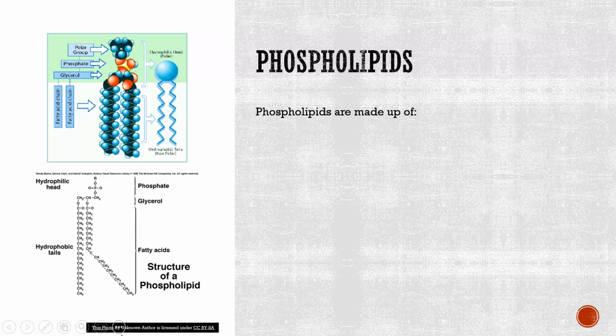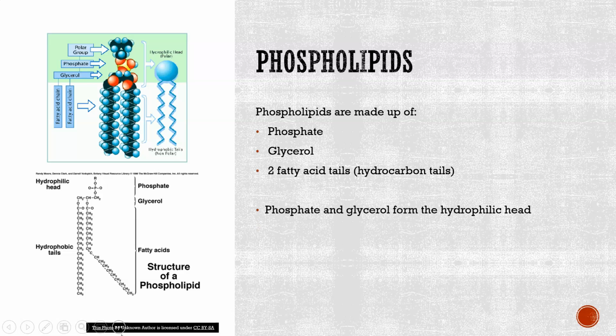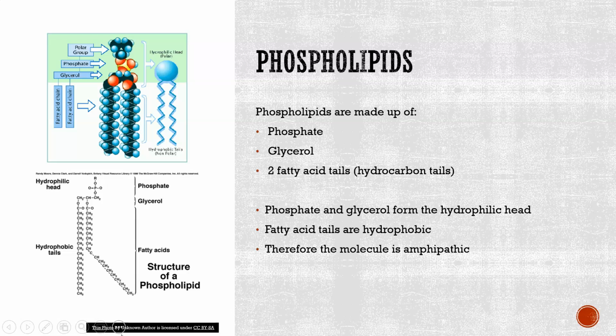Alrighty, so we've got those terms, but what is our phospholipid actually made up of? We've got a phosphate, we've got glycerol, and we've got two fatty acid tails, our hydrocarbon tails. The phosphate and the glycerol form that hydrophilic head, and the fatty acid tails are our hydrophobic tails. Because we've got both hydrophilic and hydrophobic parts, our molecule is amphipathic.